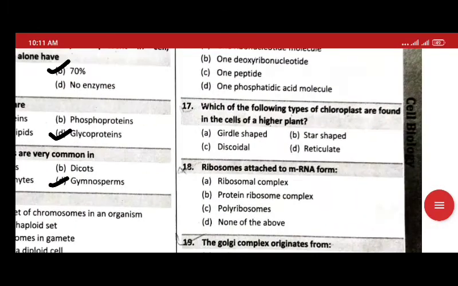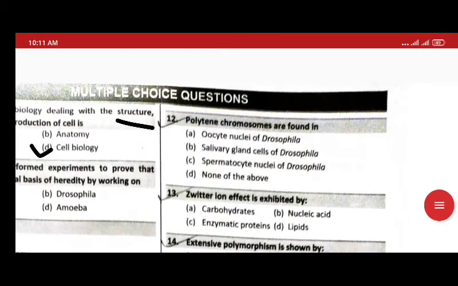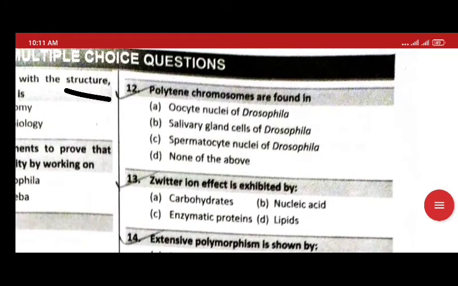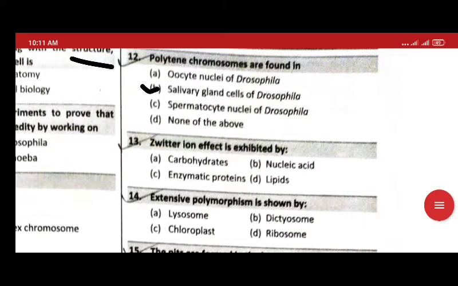Now we have another question, 11 number, 12 number. Polytene chromosomes are found in. So polytene chromosomes are mainly found in what? Cellulose. So B should be the answer. Now third is Jupiter ion. So Jupiter ion is for what? Protein. So that is enzymic protein.